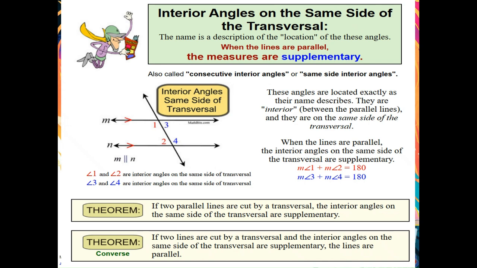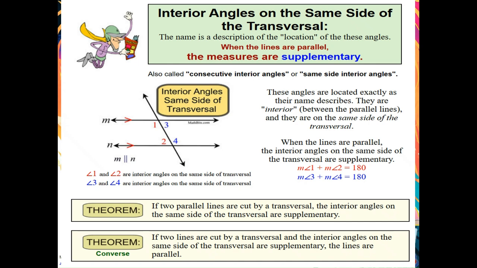Interior angles on the same side of the transversal, when the lines are parallel, the measures are supplementary. Example: interior angles on the same side of the transversal. Angle 1 and angle 2 are same side interior angles. Angle 3 and angle 4 are also same side interior angles. So angle 1 plus angle 2 equals 180. Angle 3 plus angle 4 is also 180 degrees.